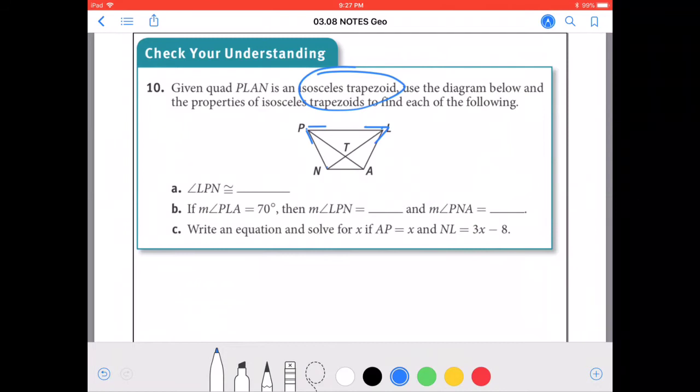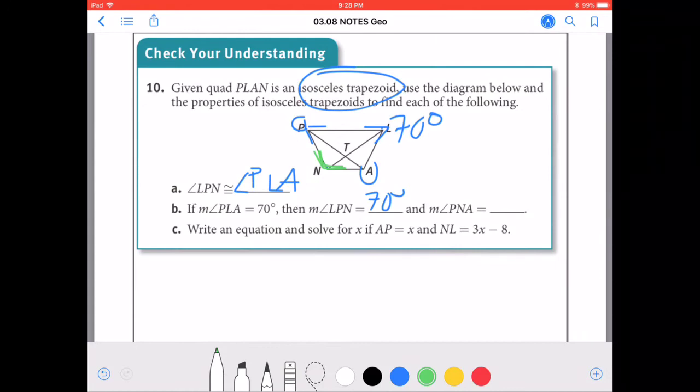But since there's a lot of other angles at angle L, we would put that in the center and just use the points that are on either side of it. So PLA, or we could even say ALP. They said that angle PLA was 70 degrees, and they want us to find out the other one. So LPN, we just said those were congruent, so we can fill that in right away. But now it's asking us to find PNA, which, let me change color, would be this one right here.